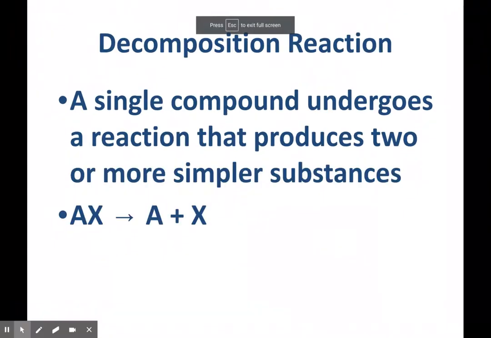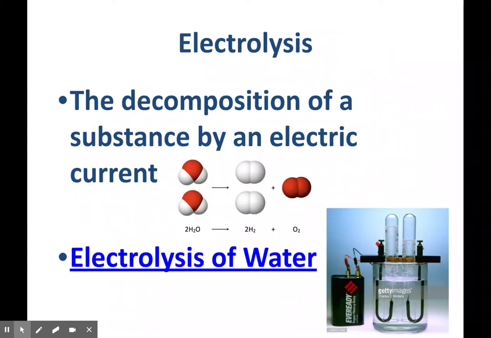The next type of reaction is the opposite. It is a decomposition reaction, so you're decomposing something, or breaking it down. So you're going to have a single compound. For example, here we have AX, and that's going to break down into two or more substances. So AX is going to produce A and X. An example of this would be when you have water and you're breaking that down into hydrogen and oxygen.